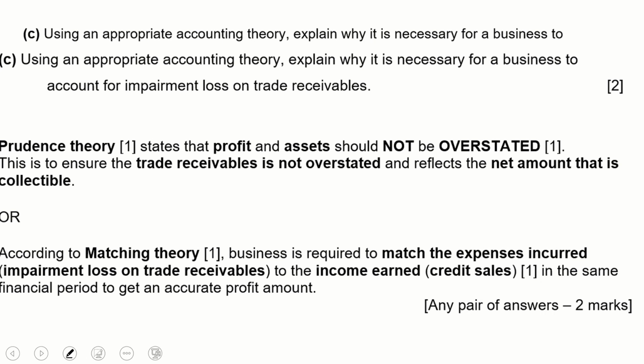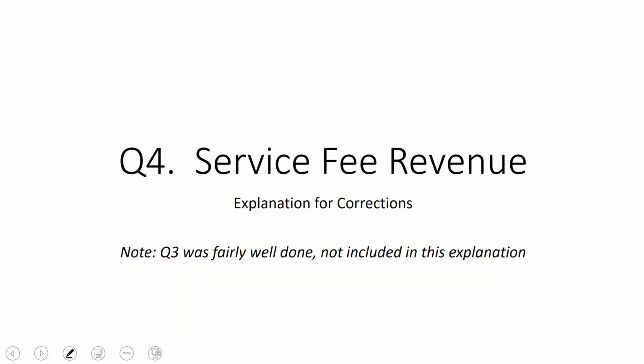Finally, you are required to use an accounting theory to explain why it's necessary for business to account for impairment loss, and you can use either of these. Most of you are able to do it, so I'm not going to spend too much time on it. Let's go to the next question next. Question 3 was fairly well done, and so it's not included in this explanation. I will only record the explanation for service fee revenue.